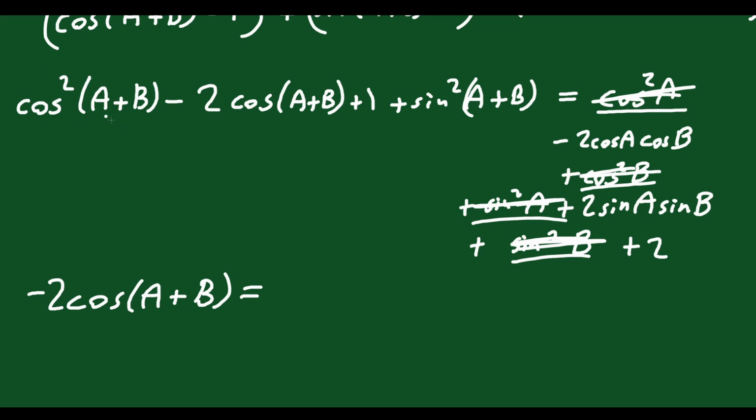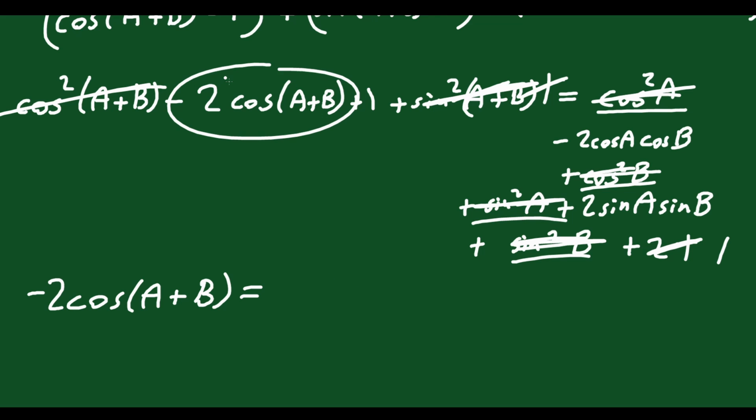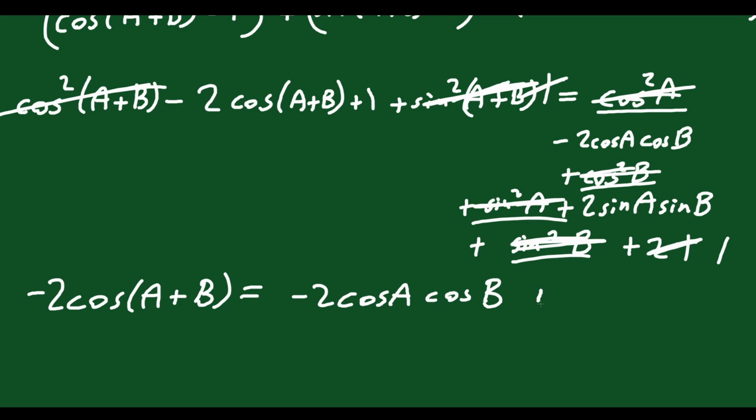Well, remember, cos squared of something plus sine squared of something is equal to 1. It's another Pythagorean identity. So those go away and you get 1. Bring the 1 to the other side, you subtract it. 2 minus 1 is just 1. So really what I have is this is equal to negative 2 cos A cos B plus 2 sine A sine B plus 1. That's really all I have so far.